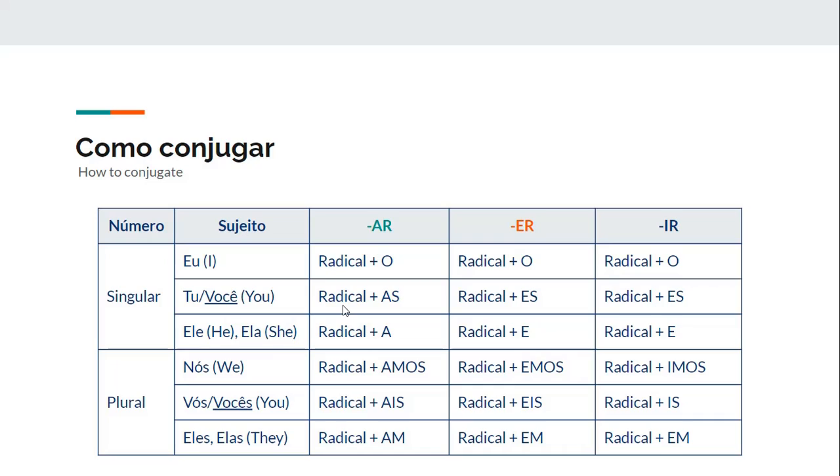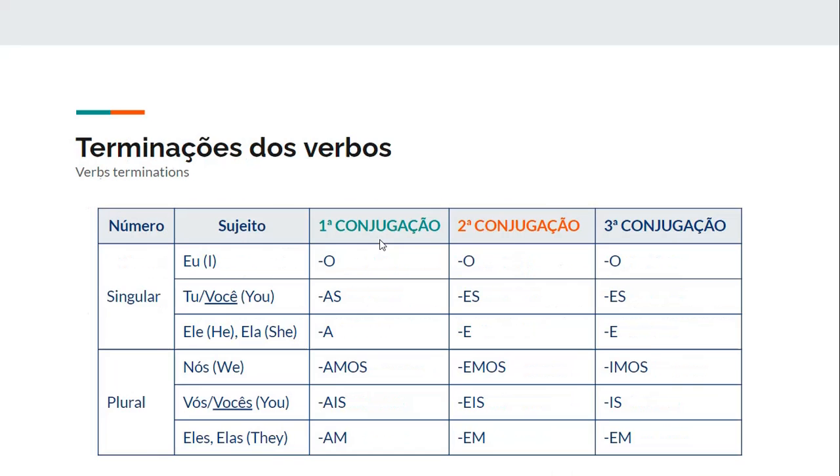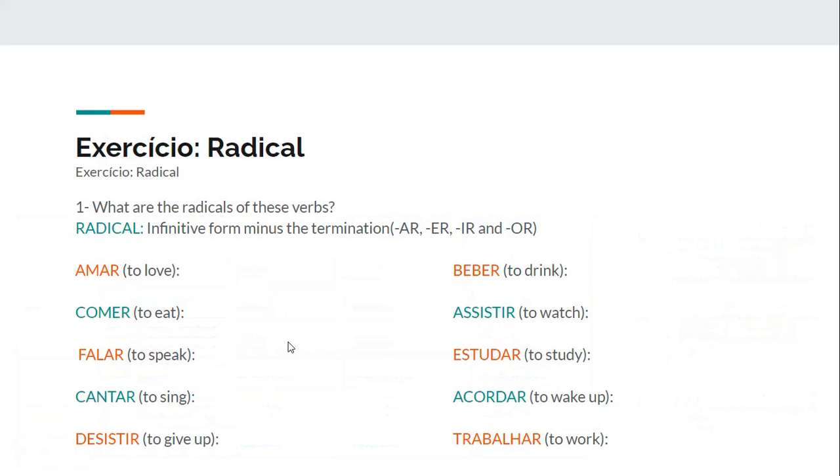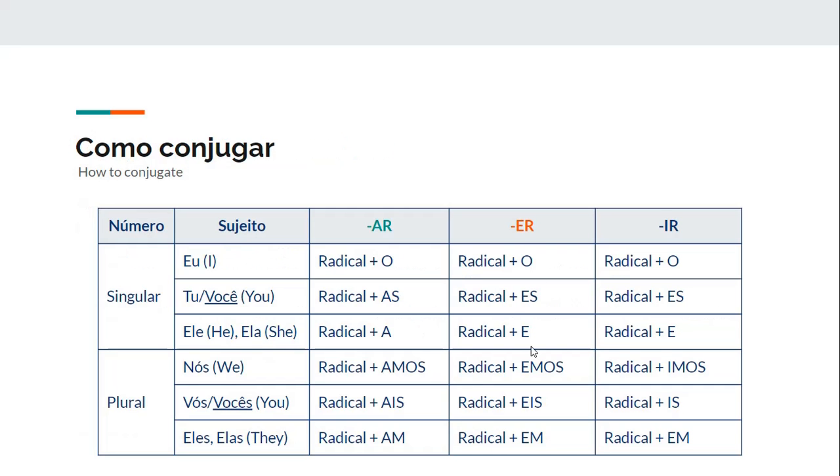So basically, we have this structure when we are conjugating a regular verb. And I will talk about regular and irregular verbs later. But for regular verbs, here for ar, which is from the first conjugation, when we are conjugating it, we have the radical plus the termination, and these terminations are from this slide. So radical plus o, radical plus as, radical plus a, for a verb that ends with r. So remember, amar, r, radical plus the termination. Here in dark blue, the termination. It's the same for first, second, and third. And here, as you can see, the structure is the same. All of them start with the radical, and the difference will be only the termination, what comes after the radical.